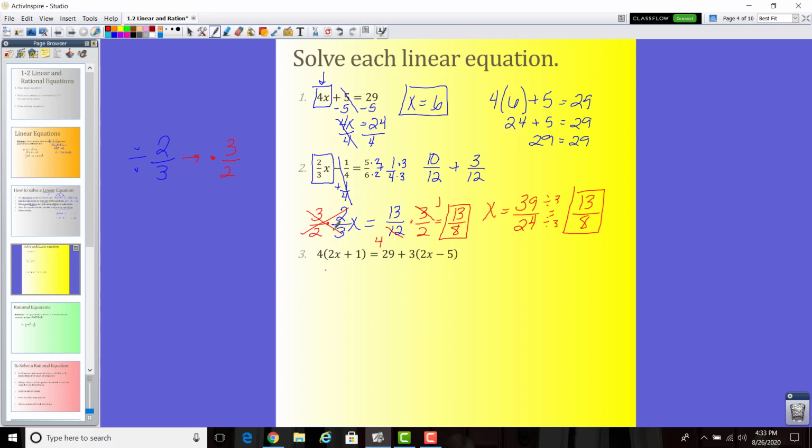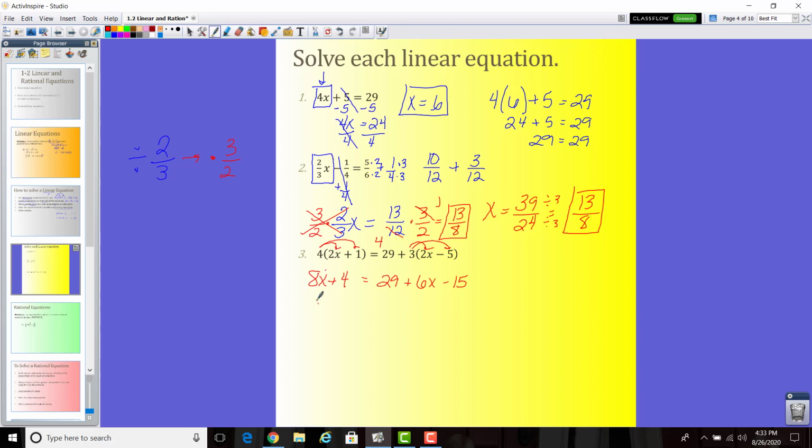Example 3. This is the first linear equation where I do have distributive property. So I need to distribute the 4 into 2x plus 1, which gives me 8x plus 4. On the other side, 29 is not part of my distributive property. The plus 3 is what is distributing into 2x minus 5, and that gives me 6x minus 15.